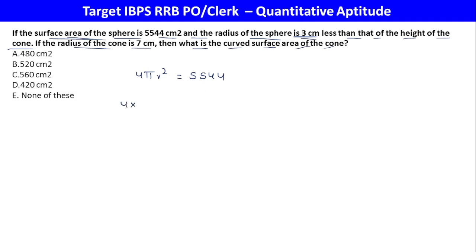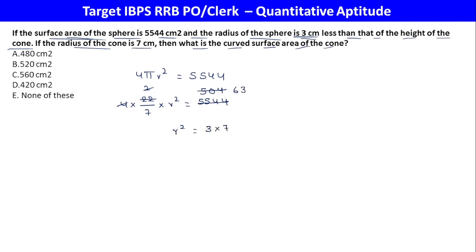4, 22 by 7 square is 5544. 11 2 times, 11 5 times 55, 11 4 times 44, 8 5 times 40, 8 6 times 48, 8 3 times 24. So r square is 441, the radius is 21.